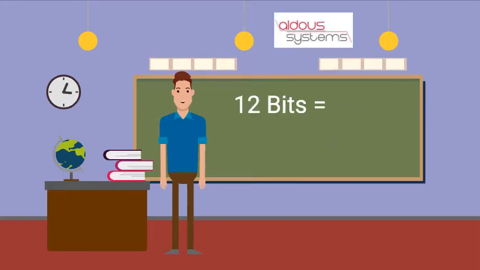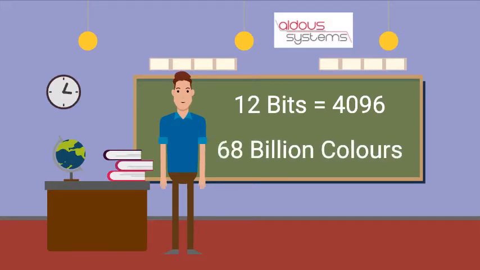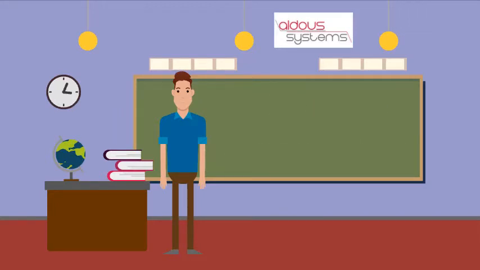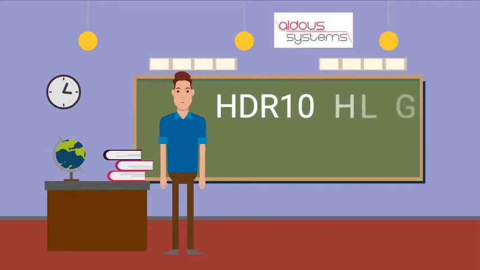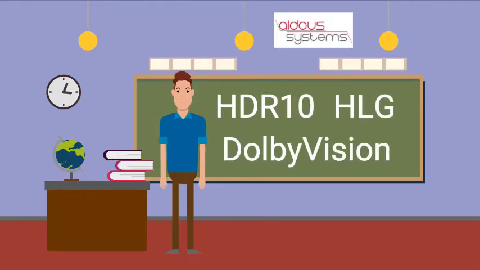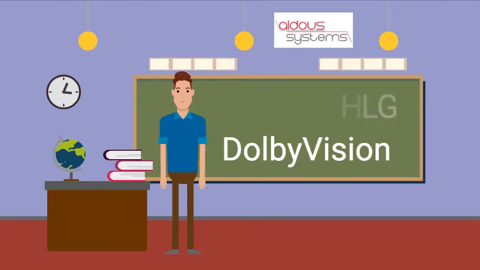12-bit color gives you 4096 reds, 4096 greens and 4096 blues, resulting in over 68 billion colors. One more thing you should know is that there are multiple competing HDR formats out there. The most common one is HDR10, but there is also HLG and Dolby Vision. They all pretty well do the same thing, just in slightly different ways.